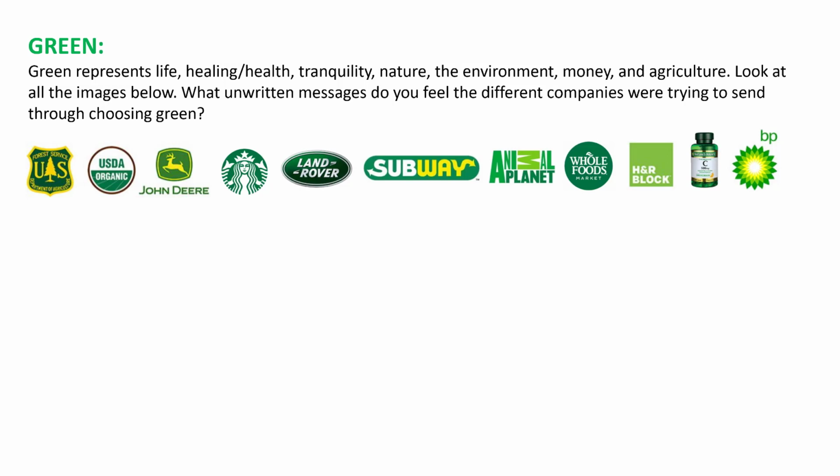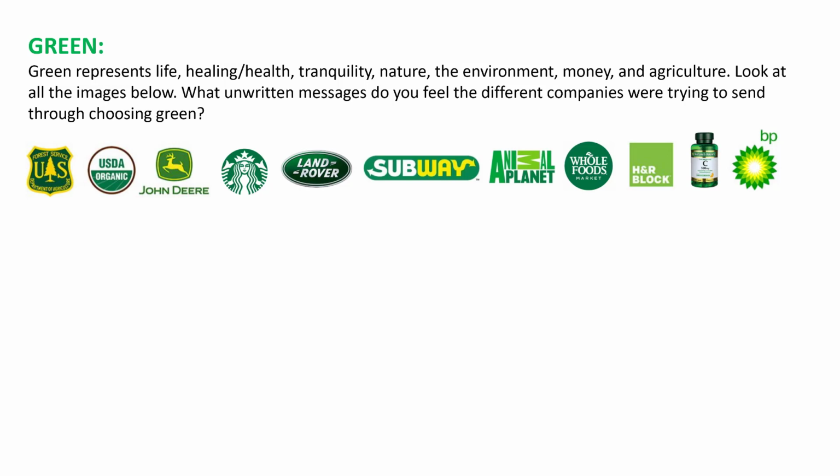So like BP, the last logo on here, I read an article that said that BP actually chose this logo and made it green because even though they're an oil company, they wanted to subliminally tell everybody that they are aware of the environment and they don't want to be looked at as an oil company that doesn't care about the environment. So they purposely chose green. H&R Block, well, guess what? Green also means money, doesn't it? And Whole Foods wants to advertise that they carry very healthy and organic food.